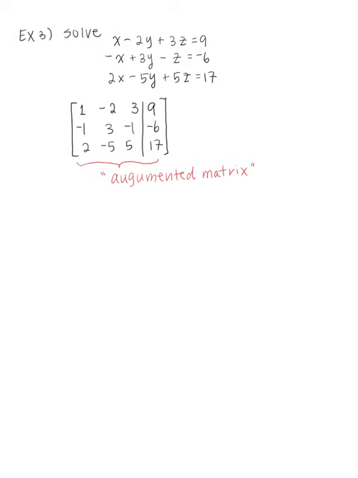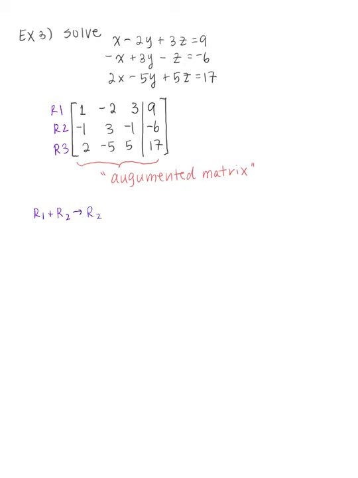So let's try to make this in the stair-step pattern, which means that I need to get rid of this, and then I need to get rid of this. Let me write this as row 1, this is row 2, and this is row 3. First, what I'm going to do is add row 1 plus row 2, and I'm going to write the result in row 2.